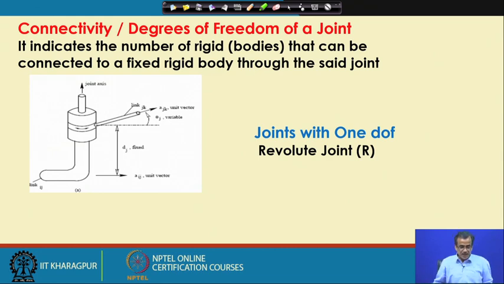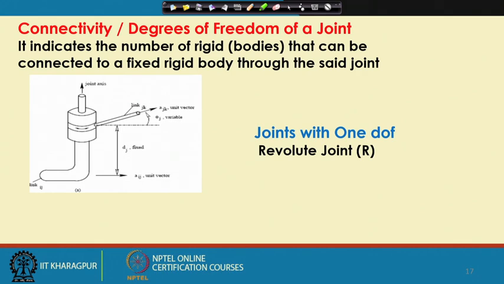Now, I am going to concentrate once again on the different types of joints generally used in robots. I have already mentioned that we use two types of joints, the linear joint and the rotary joint. The linear joint has basically two types, the sliding joint and the prismatic joint. Similarly, for the rotary joint we have the revolute joint and the twisting joint.